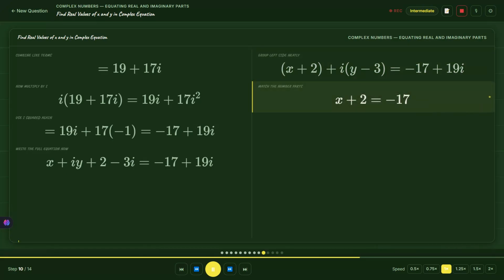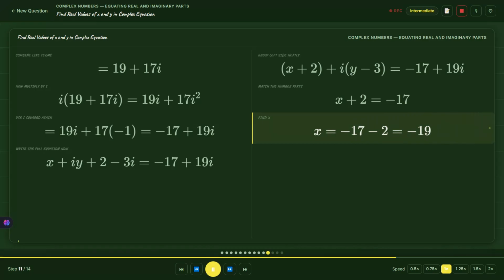Now here's the big idea. If two sides are equal, the number parts on the left must equal the number parts on the right. So x plus 2 equals negative 17. To find x all by itself, we take away 2 from both sides. Negative 17 take away 2 gives us negative 19. So x is negative 19.